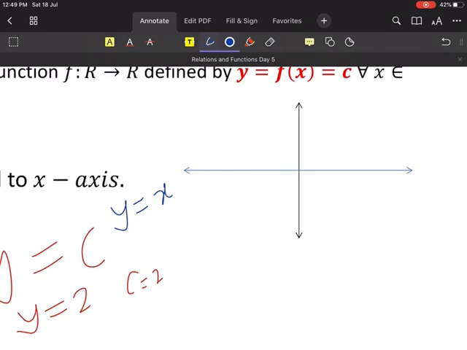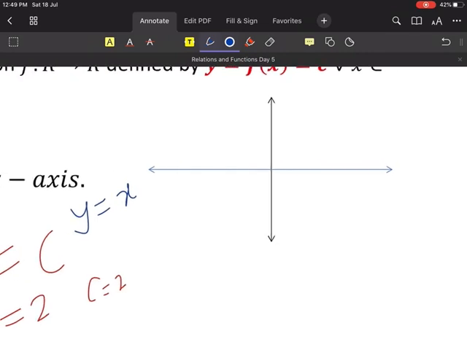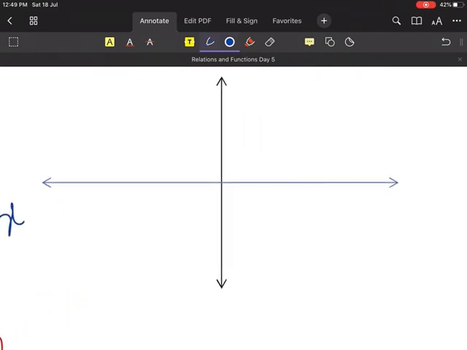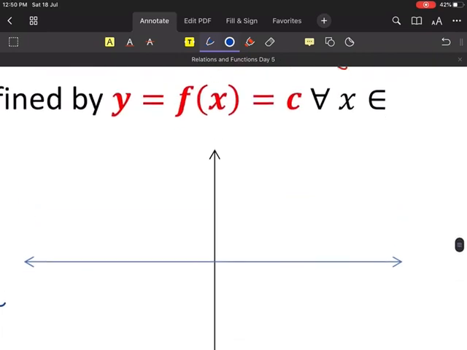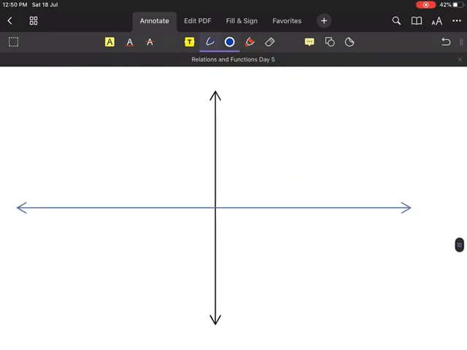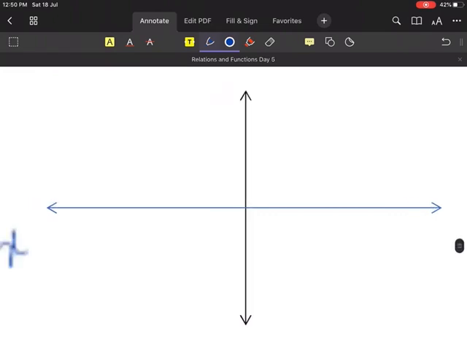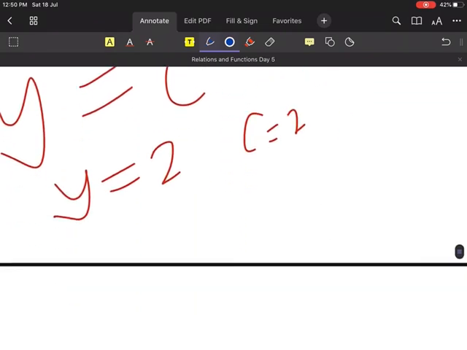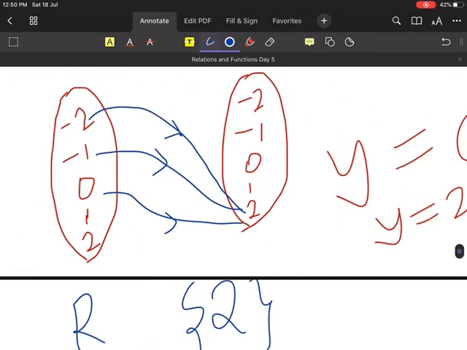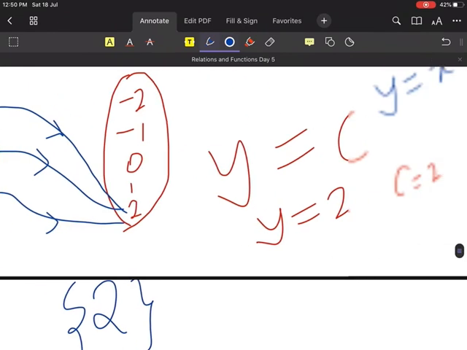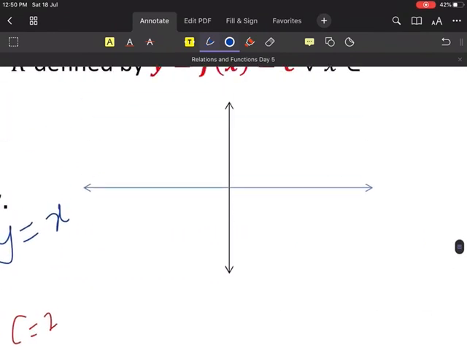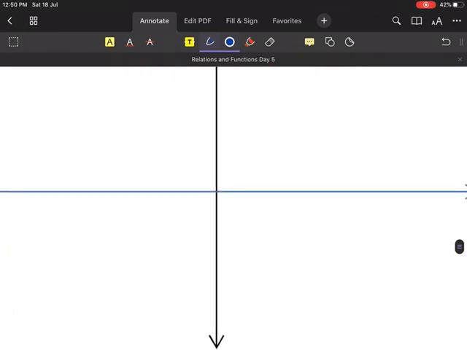Now let's see who can tell me. When x is 0, y is how much? Now we'll draw the graph. When I upload the video, don't worry. When x is 0, y is equal to how much? 2. Just look at the example here. We did the mapping, right? When x is 0, 2. When x is minus 1, 2. When x is minus 2, 2, right?